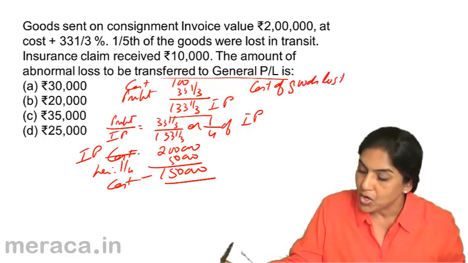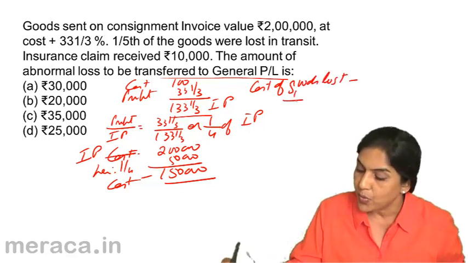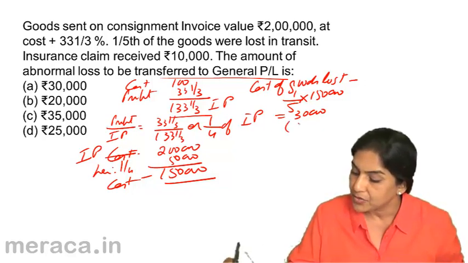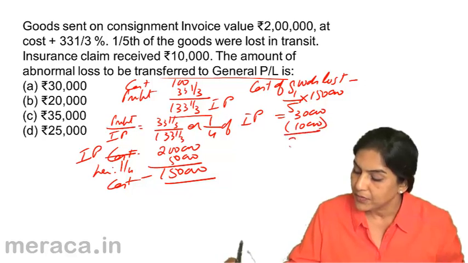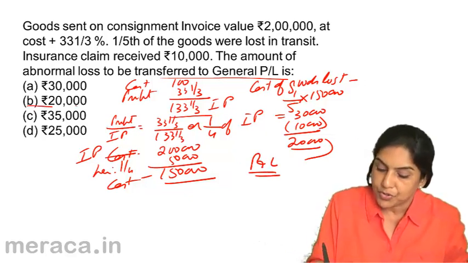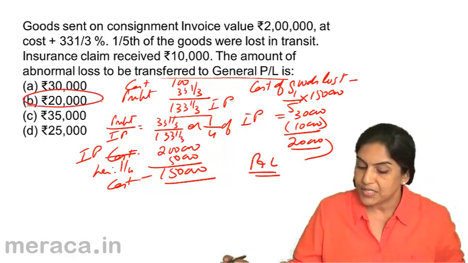Cost of goods lost in transit is 1/5 of 1,50,000. That is 30,000. Insurance claim 10,000. Therefore, 20,000 should be charged to profit and loss account. The correct option should be B, 20,000.